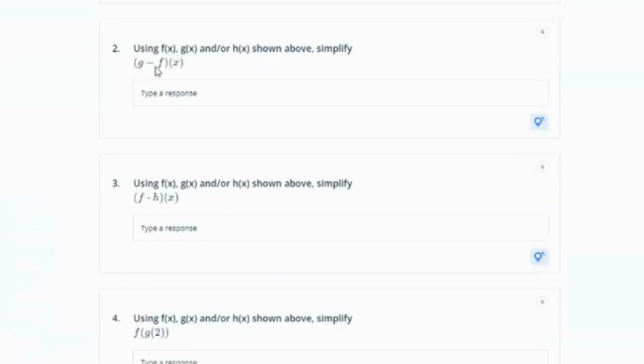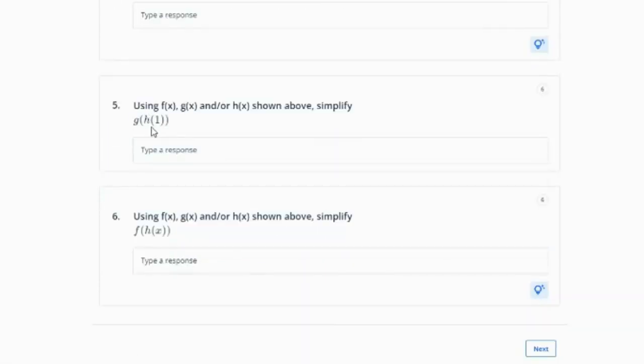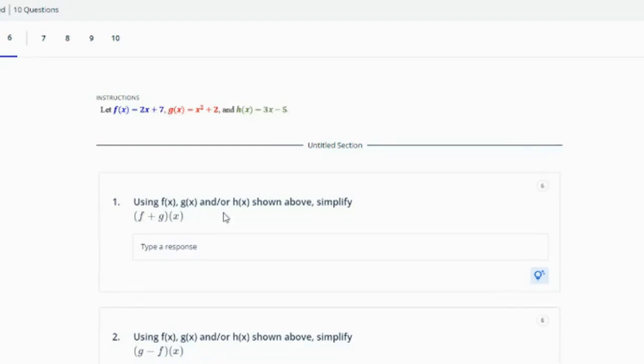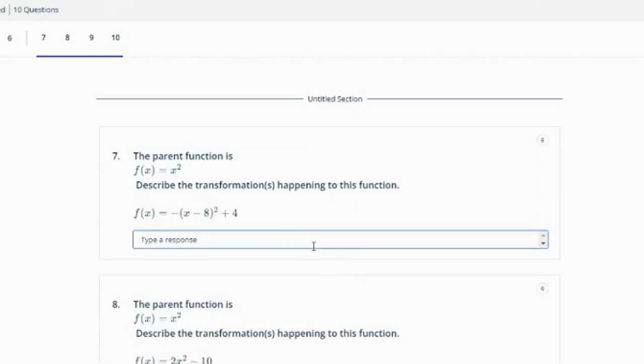g minus f of x. f times h of x. f of g of 2. Okay, we just did that a couple of weeks ago. g of h of 1. f of h of x. No number in that one. You have to just take h of x and substitute it into f as it is, and then simplify. So you have those 6 problems, and then you have 4 more problems over here.